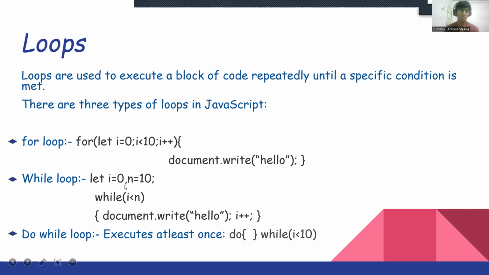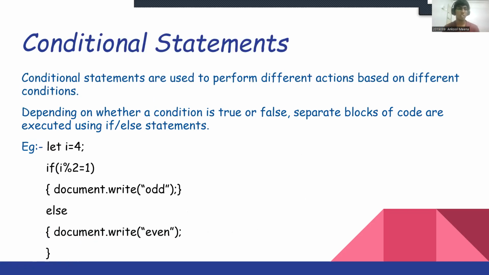For the while loop, we just have to specify the condition in the while loop, and we can initialize the variables ahead, and we can increment it inside the code. For the do while loop, it will run at least one time. So firstly, it will do the task we need, and then it will check the condition. If the condition is true, it will go back again, and it will run the task. So it executes at least once.